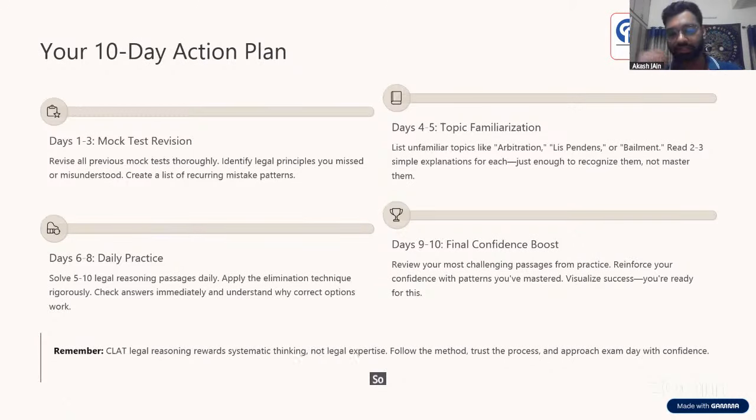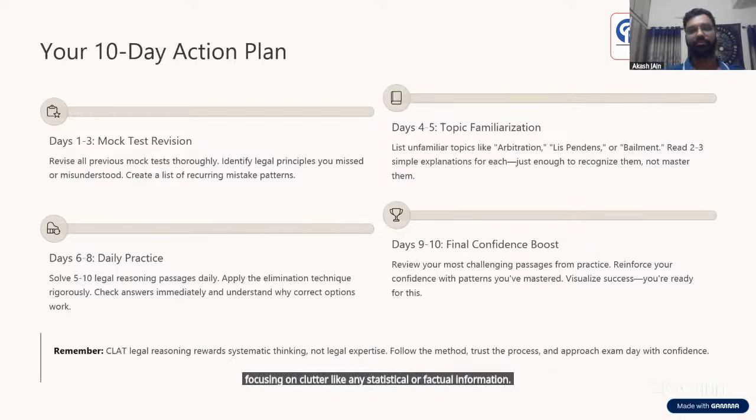In a passage, focus on the legal part, focus on the legal principle rather than focusing on clutter like any statistical or factual information. But do underline it so that if a question is asked based on that, you can always revisit it. You must underline that portion so that you can always revisit that piece of information if required.